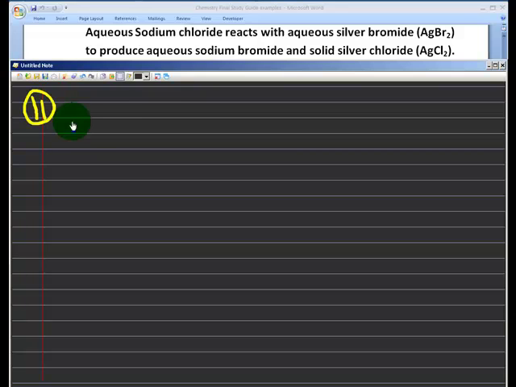Go to number 11 on your chemistry final study guide, and here is the problem. We want to write and balance the chemical equation shown below. We have aqueous sodium chloride reacts with aqueous silver bromide to produce aqueous sodium bromide and solid silver chloride. Alright, so that's a handful of words, but we'll break it down.